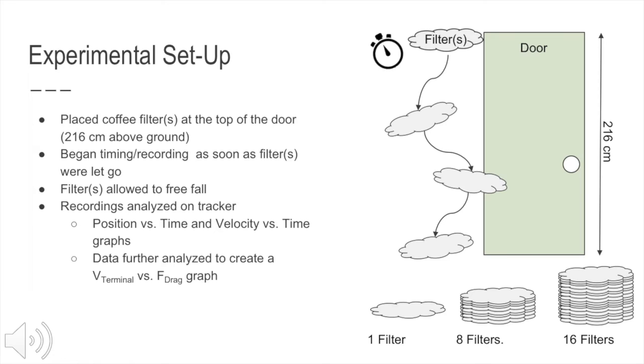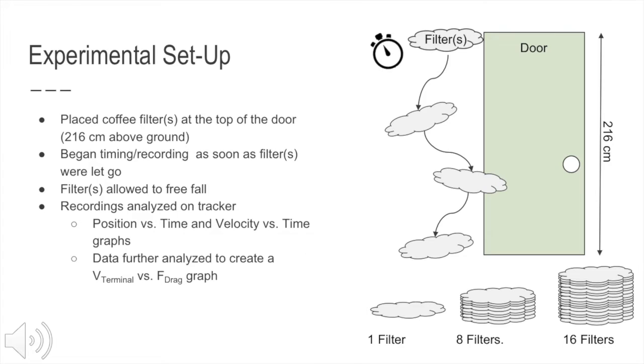We began a trial by placing a coffee filter at the top of the door, which was 216 centimeters above ground. We then began timing and recording as soon as the filters were let go. The filters were allowed to free fall, and the recordings were analyzed on Tracker. We created position versus time and velocity versus time graphs, and then further analyzed these to create a terminal velocity versus F drag graph.